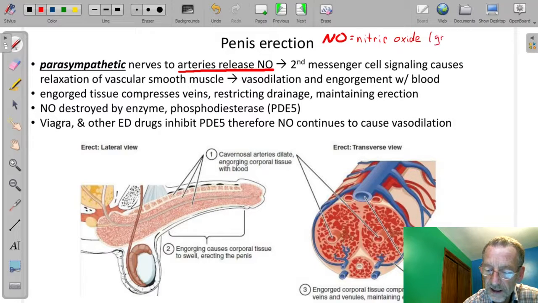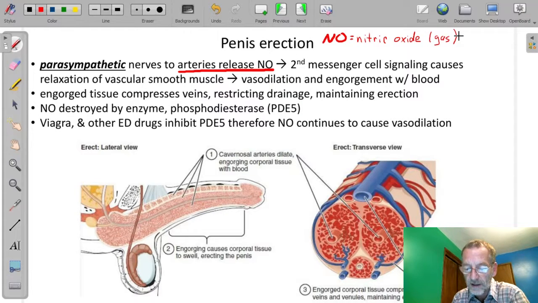And it's a gas, and it has a very short half-life, so it's been very difficult to study. And it wasn't known to be acting as a neurotransmitter for quite some time. But at any rate, those parasympathetic nerves to the arteries release nitric oxide, and the nitric oxide then starts a second messenger cell signaling inside the cell. And either in 160 or 241, you probably looked at several second messenger systems. They involved adenylate cyclase and protein kinase A, just some different pieces of the second messenger system.